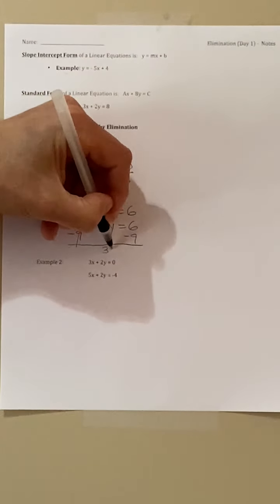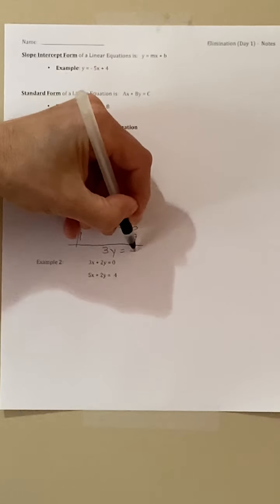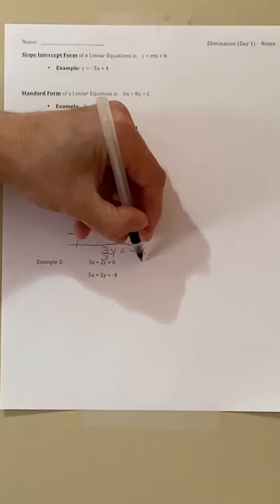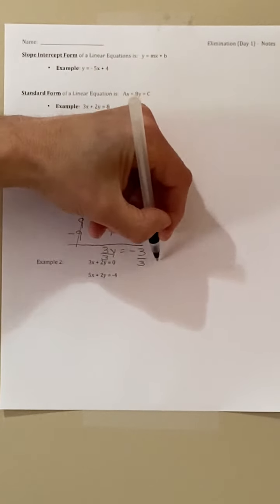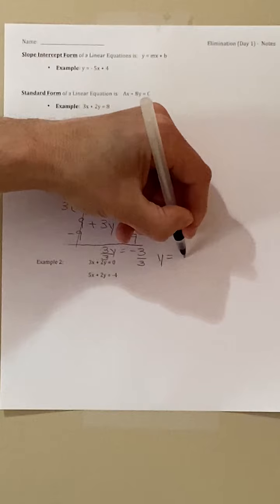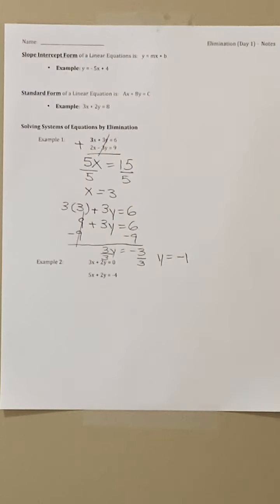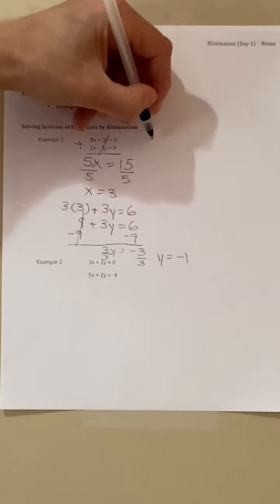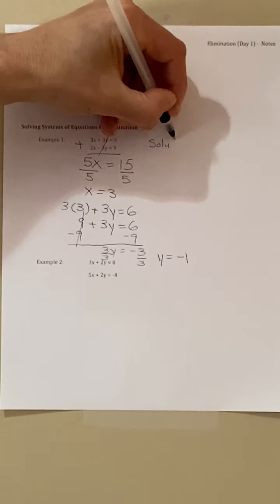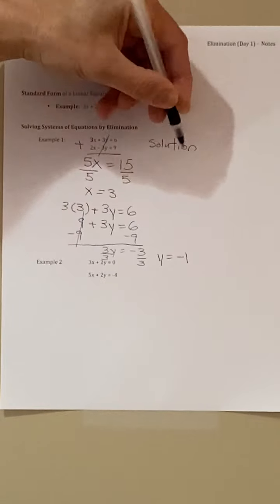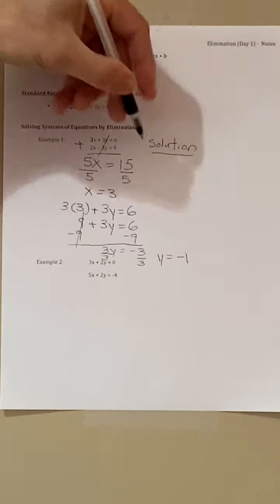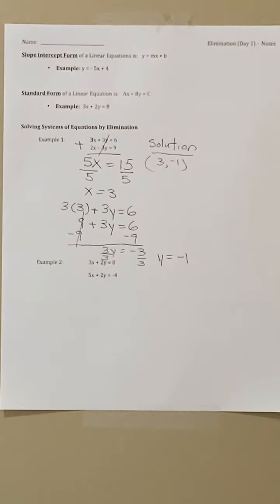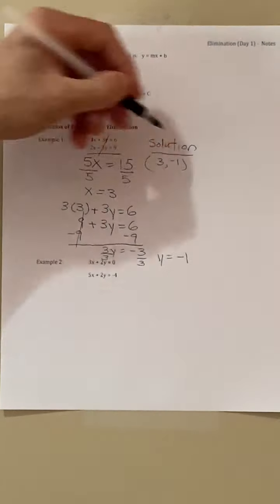And I have 3y is equal to negative 3. Divide both sides by 3. And I have y is equal to negative 1. So my solution to this system of equations is (3, negative 1). Okay, one last step here is I need to check.